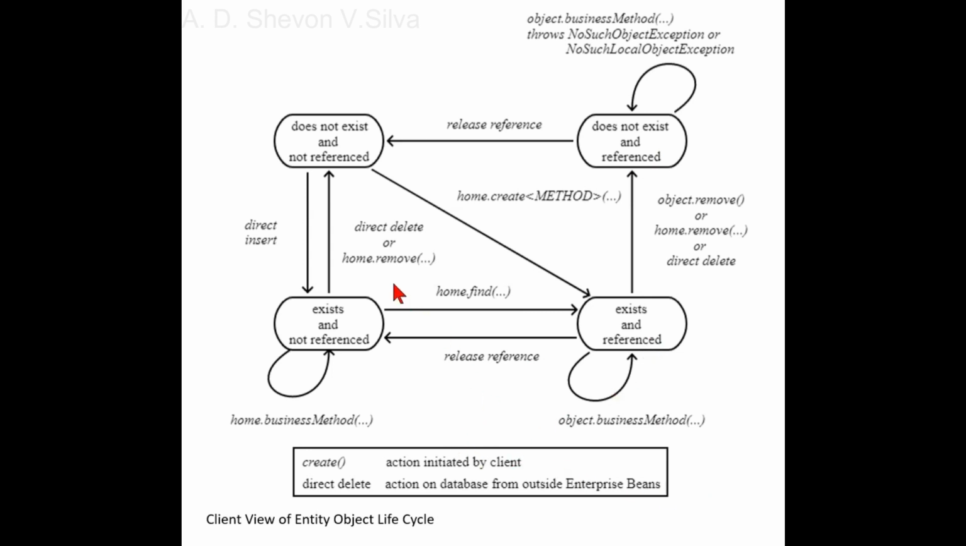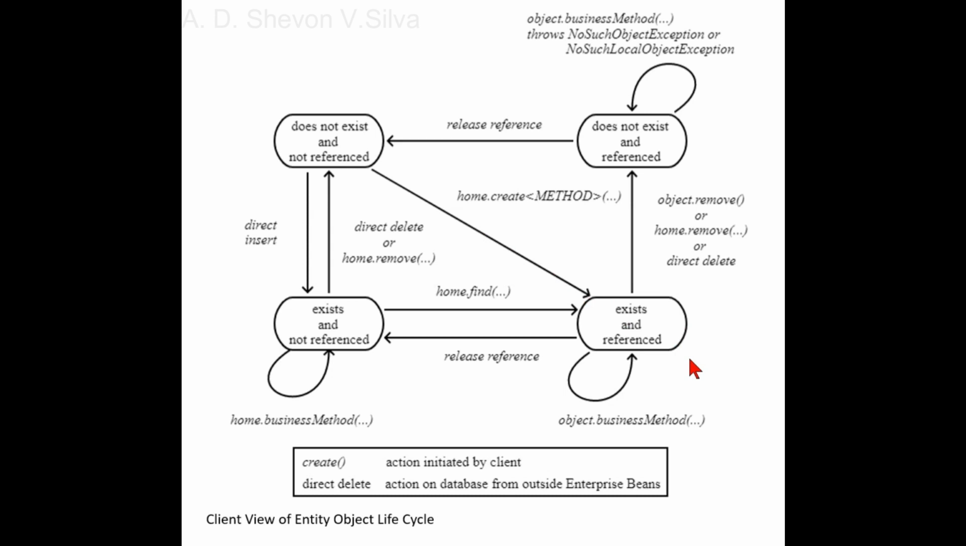The entity object does not exist until it is created. Until it is created, it has no identity. After it is created, it has identity. A client creates an entity object using the entity bean's home interface, whose class is implemented by the container. When a client creates an entity object, the client obtains a reference to the newly created entity object.